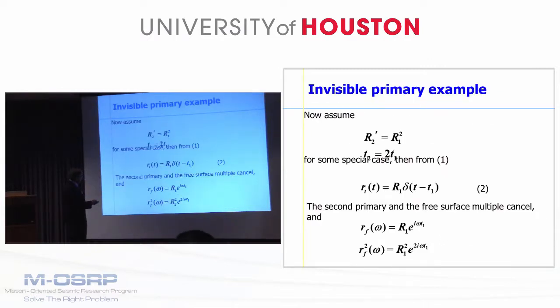So your data is just R1 delta of t minus T1. You take R_F of omega, which is this, from here, you square it, you get R1 squared e to the 2i omega T1, add it to this, and guess what? You get two primaries. It recovers the primary. Why? You told it there was a free surface multiple. If it sees this, it knows there's got to be a free surface multiple. So it predicts the negative of it. You understand? And the negative is exactly the primary that it canceled. Yes? So it recovers that hidden primary.